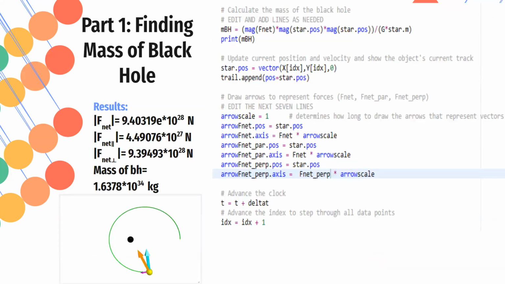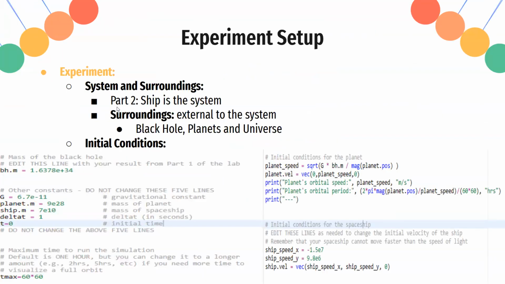And using that, the result we get for the mass of the black hole is 1.6378 times 10 to the 34 kilograms. And these are the other results we get for the perpendicular component and the parallel component. We add those together to get the net force in general. So for part two, we'll find the initial velocity of the ship. The ship is the system, and the black hole, planet, and universe are the externals of the system.